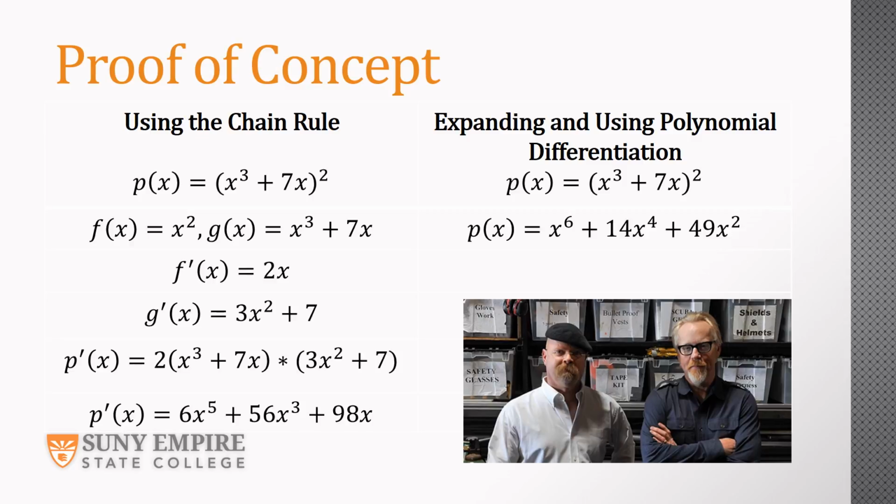But what would we have gotten as the derivative if we expanded the function from the start? When we square x cubed plus 7x, we get p of x equal to x raised to the 6th power plus 14x to the 4th power plus 49x squared. Finding the derivative of this polynomial, we have 6x raised to the 5th power plus 56x cubed plus 98x. So either method gives us the same answer. So why do we need the chain rule?